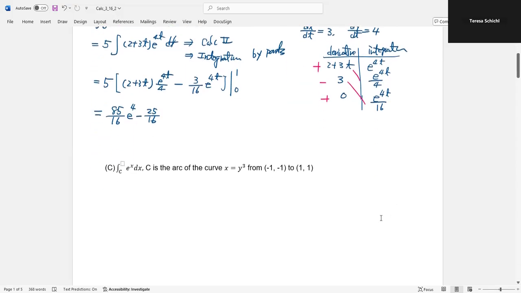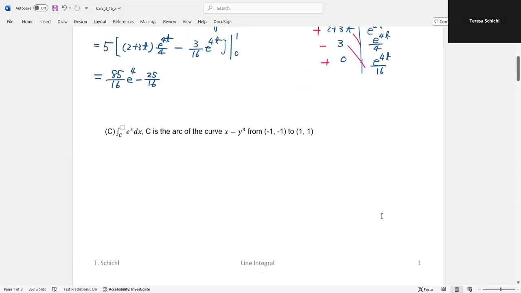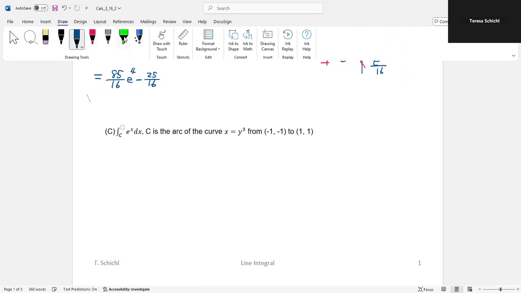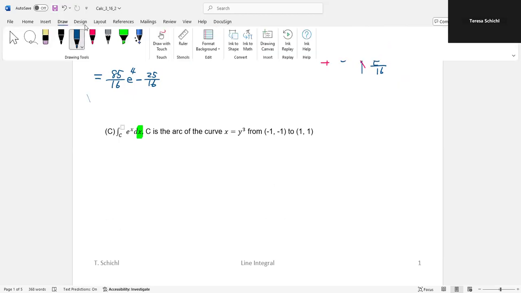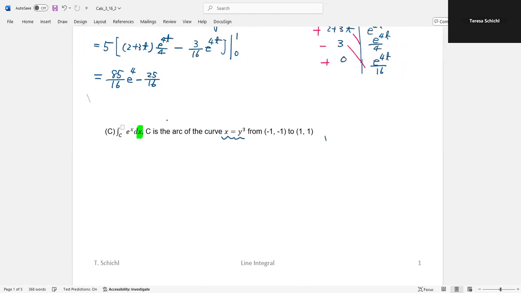So this one we need to be careful. If we want to do the line integral here, but now instead of with respect to the arc length, I'm going to integrate with respect to x here. Okay, so now they give us this curve here, x equal to y cubed here.